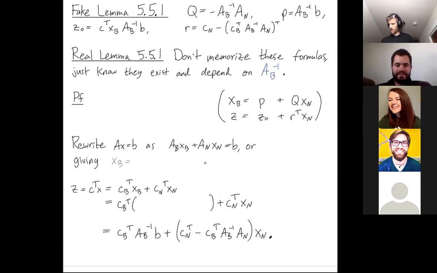All right, so that's where this equation is coming from. So we can write this as A_B times x_B is equal to the vector b minus A_N x_N. I've just subtracted A_N x_N from both sides. And now A_B is invertible, so I can solve for this vector x_B. It's A_B inverse times this right-hand side, b minus A_N x_N.